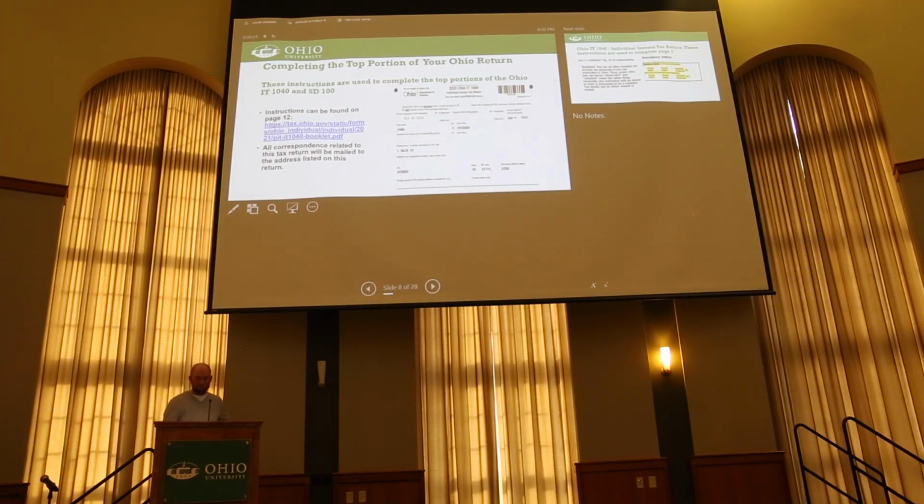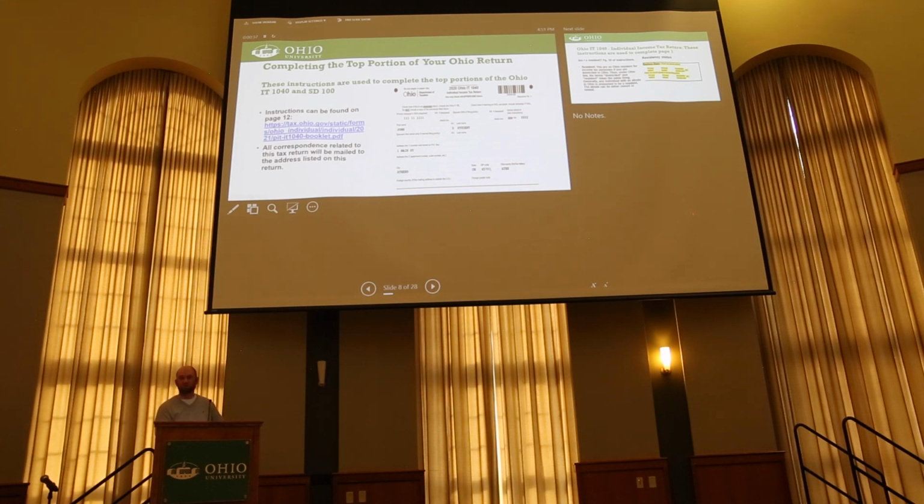Okay, so here's the top portion of the state form. This is a 2020 form, but they look exactly the same. There have been no substantial changes. So this is what the form would look like. You're going to put your social security number, you're going to put your name, you're going to put your address.